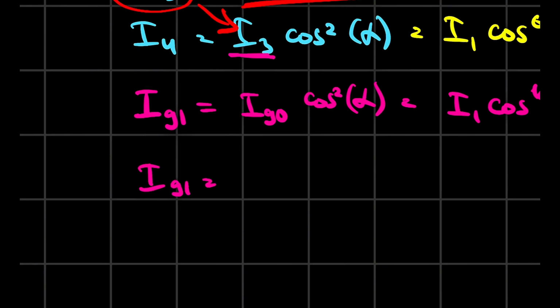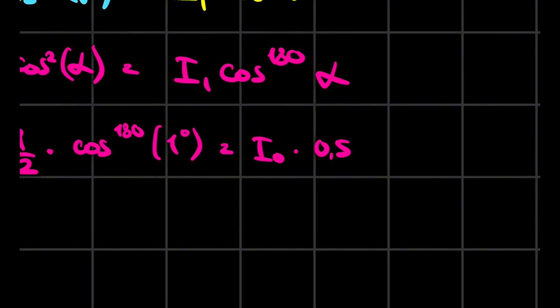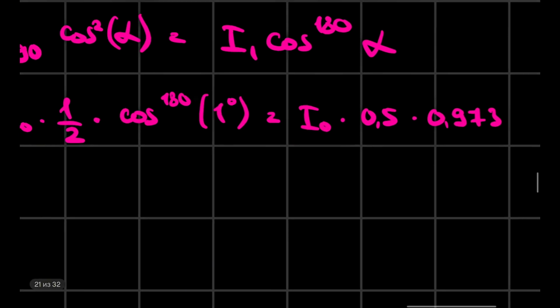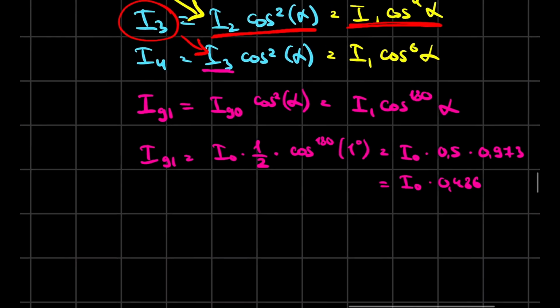So intensity number 91 would be intensity 0 times a half, and cosine 180 to the power of 1 degrees. So this thing would be intensity 0 multiplied by 1 divided by 2, which is just 0.5. We definitely know that. And also cosine 180th power of 1 degrees, this thing would be 0.973. Well, okay, what does it mean? If I calculate it and multiply by 0.5, then this thing must give us intensity 0 multiplied by 0.486, something like this, and so on.